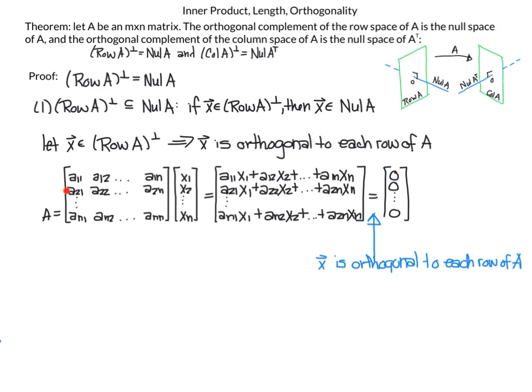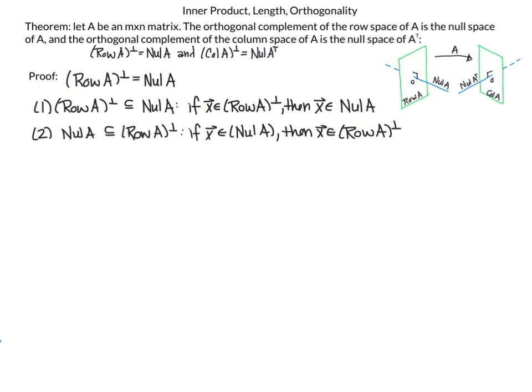Similarly, the second row dotted with X is equal to this coordinate here, and because X is orthogonal to each row, that must equal 0, all the way down to the nth row. The nth row dotted with X must also equal 0. Looking at this as a whole, what that means is AX must equal 0. So X must be in the null space. So what we have shown is that if X is in the orthogonal complement of row A, then X is in the null space. So we have shown that the orthogonal complement of row A is in the null space of A.